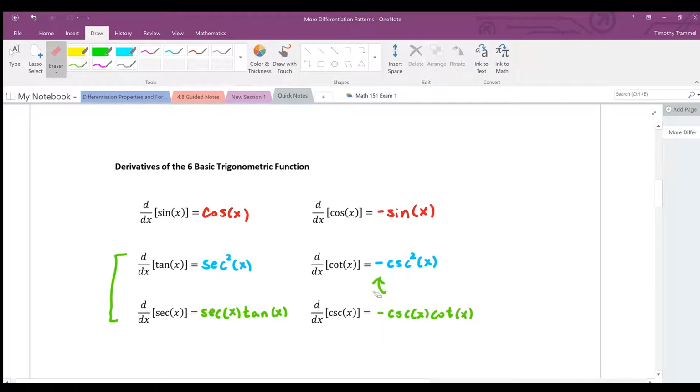And so really, if you can remember these two in the bottom left, that I have bracketed off here, then these second two follow pretty easily. Again, just noting that instead of secant squared, it's cosecant squared, and then with a negative. And instead of secant tangent, it's minus cosecant cotangent.